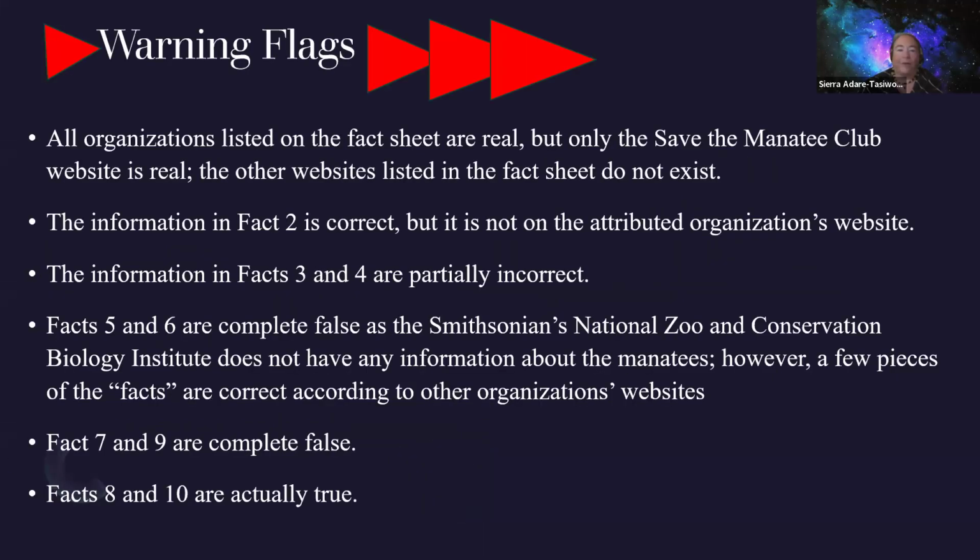As you can see, there are all sorts of warning flags all over this fact sheet. Only fact 8 and 10 are actually true. The rest are either partially or completely false. And the ones attributed to the Smithsonian's National Zoo and Conservation Biology Institute, which does exist, are hallucinations because their website makes no mention of manatees at all. Thus, a simple AI-generated fact sheet can turn into quite a research project.